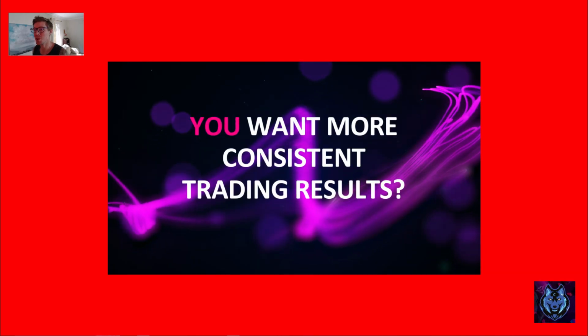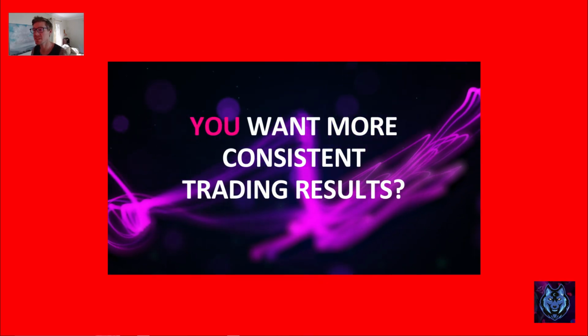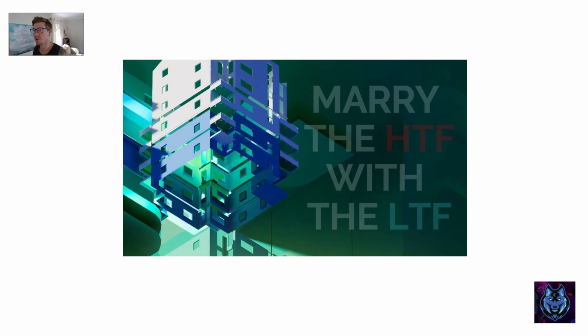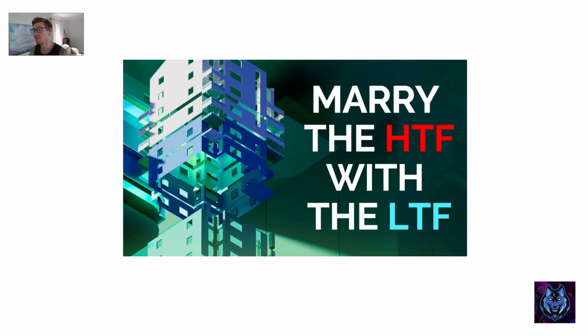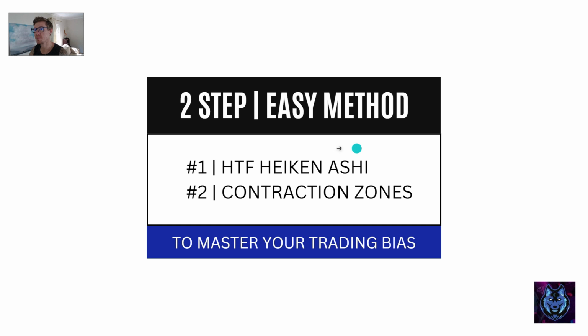You want more consistent trading results? Learn to marry the higher time frame with the lower time frame. Two-step easy method. Number 1, higher time frame Heikin Ashi candles. Number 2, contraction zones to master your trading bias.